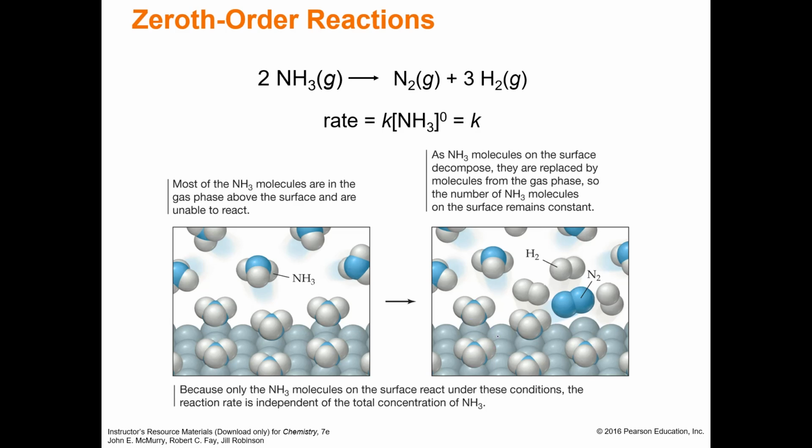Well, it doesn't really matter how many ammonia molecules you have, because you can increase this all you want, but if there's no space on the surface to react, the reaction's not going to go any faster, because the only molecules that are going to react are those that are on the surface of this metal here. So the reaction is actually going to depend just on the ammonia molecules landing on the surface and breaking down into N2 and H2, not on how many ammonia molecules we have in the gas phase.